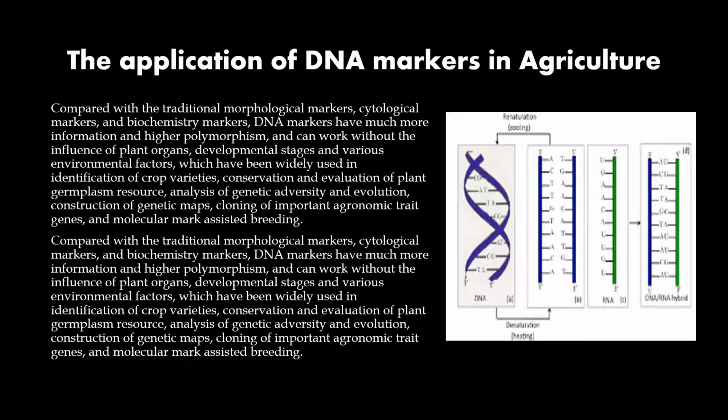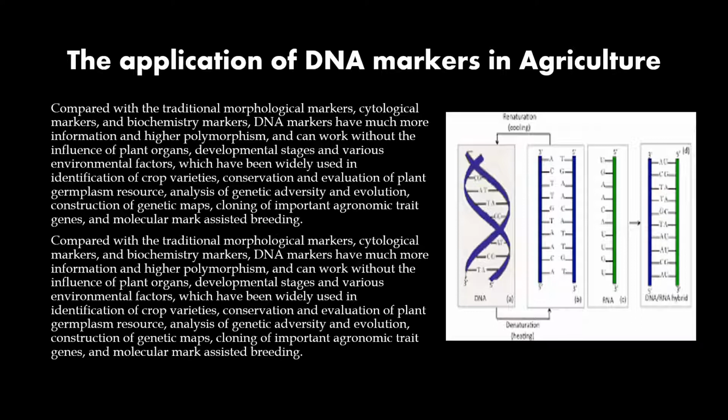Since the advent of the first generation molecular marker technology, restricted fragment length polymorphism, also known as RFLP, and the polymerase chain reaction, PCR, in 1980, various DNA markers were developed and used in biology research, such as random amplified polymorphic DNA, RAPD, single nucleotide polymorphism, SNP, amplified fragment length polymorphism, AFLP, and sequence related amplified polymorphism, SRAP, etc.